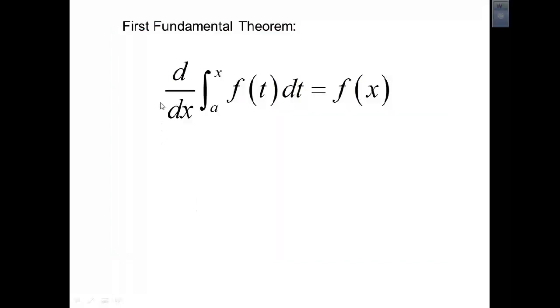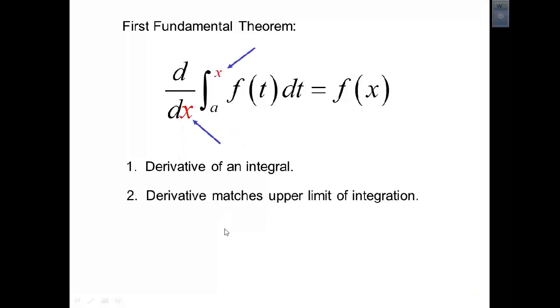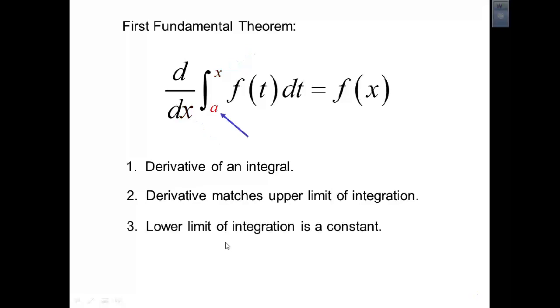Now, there are a couple of rules here. The first fundamental theorem, there's some rules that have to hold in place. And the first one is you have to have the derivative of an integral. Then the next thing you want to do is make sure that the derivative that you're taking with respect to matches the upper limit of integration. And then the third part, the lower limit of integration must be a constant.